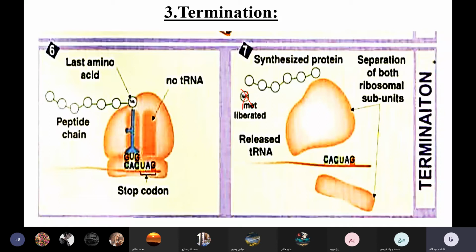The methionine, which is the first amino acid, MET, coming from AUG, will be removed. It will be removed because it is not a part of the sequence, and the large ribosomal subunit and the small ribosomal subunits dissociate, they move away from each other. This is the end of the translation.